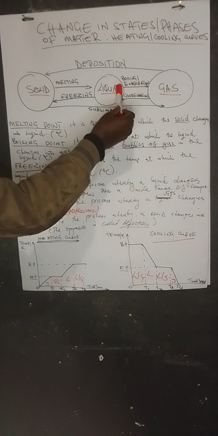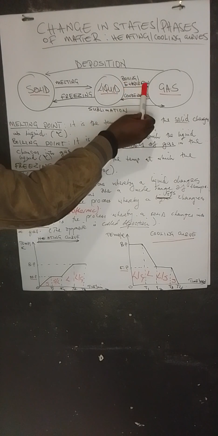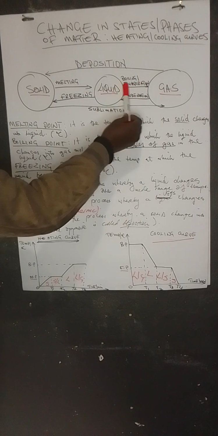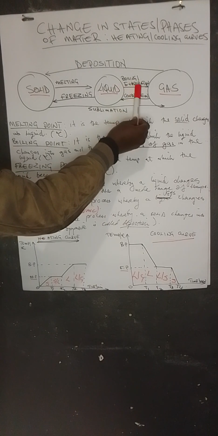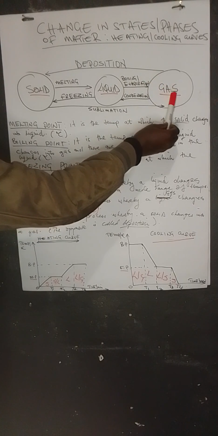Now, when you heat a liquid, another process also occurs, which is called evaporation. But evaporation does not occur at a specific temperature. It occurs over a wide range of temperatures, whereby a liquid is changing into a gas.